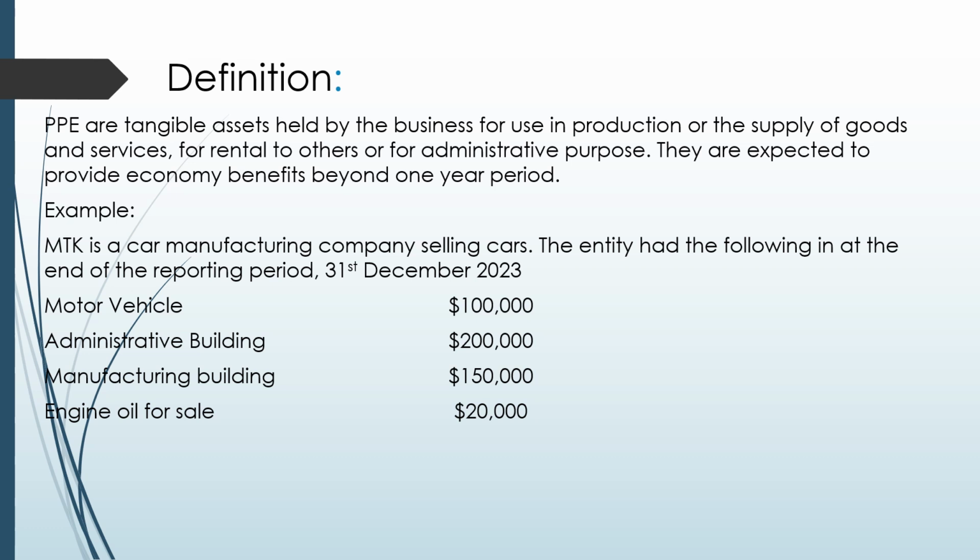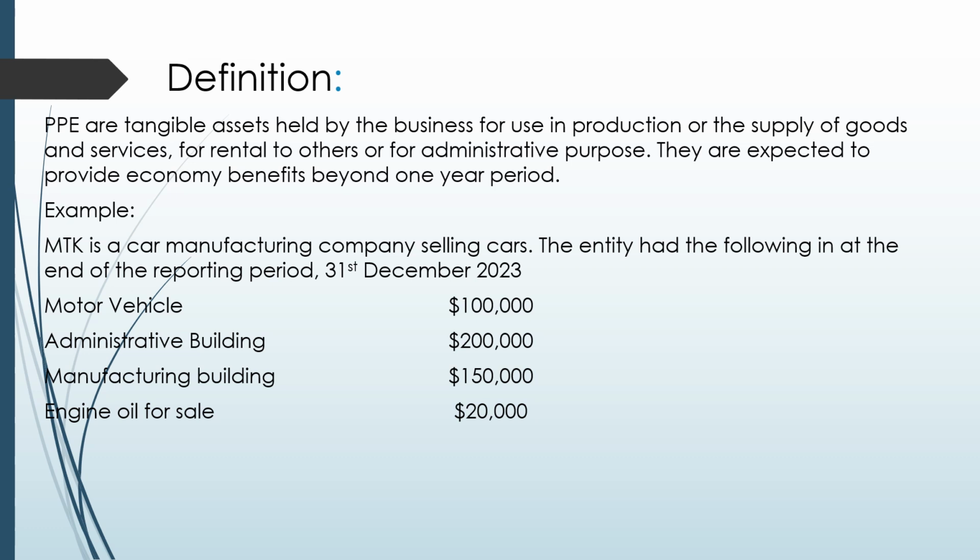For us to differentiate between what we classify as inventory and then what we classify as PPE, we first of all have to understand the core business of the entity. So all the items apart from engine oil listed here can all provide economic benefits beyond 1 year. But then we have to ask ourselves which of them should we classify under PPE, depending on the core business of MTK. So MTK deals in the sale of cars.